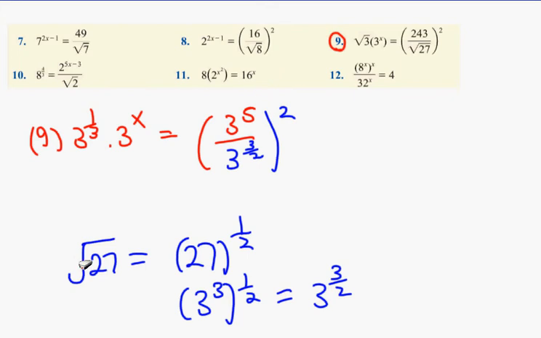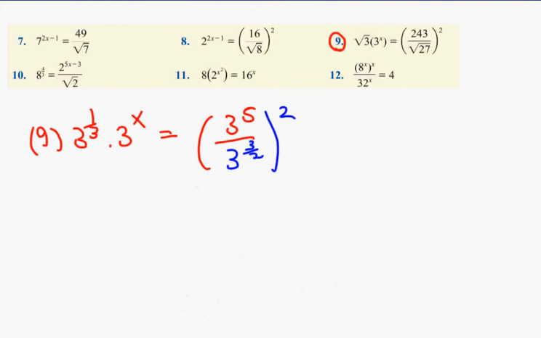Now, that's not a third, that's a half, by the way. Sorry, excuse me, I made a quick mistake on this one. That's a half, not a third.